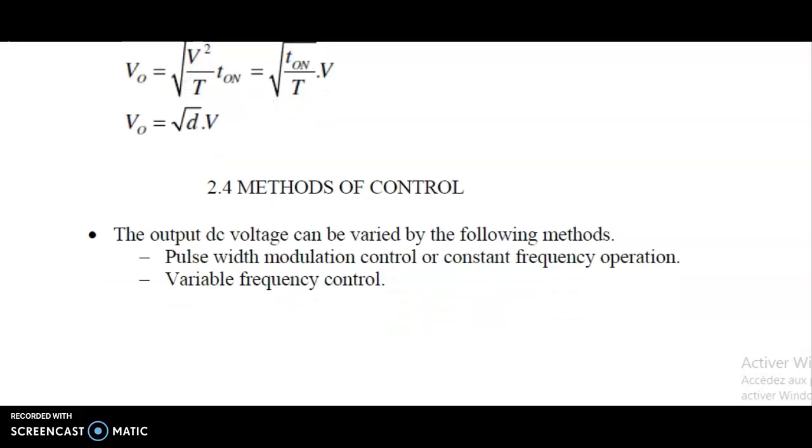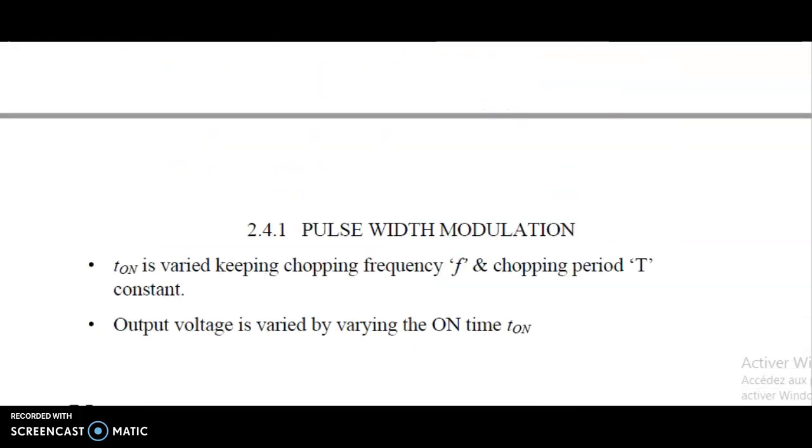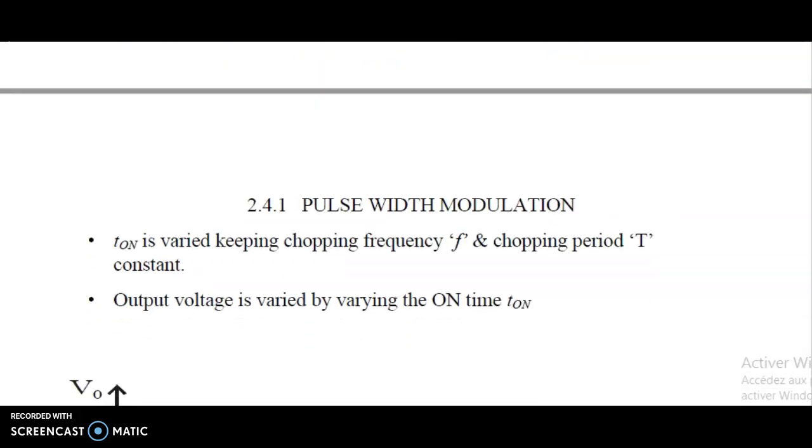After seeing this, we progress to the methods of control. Here we can change the output voltage. How can we change the output voltage? Pulse width modulation control or constant frequency operation, and variable frequency control. These are the two ways. Let us see how these two ways work.